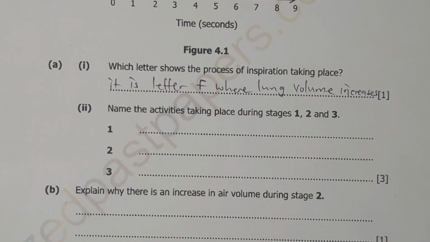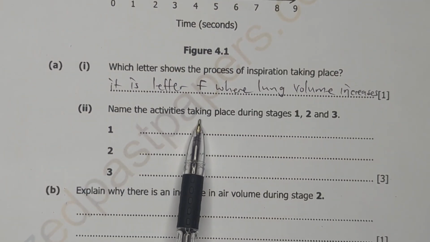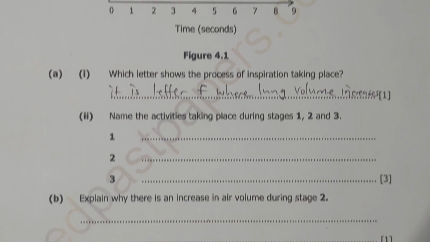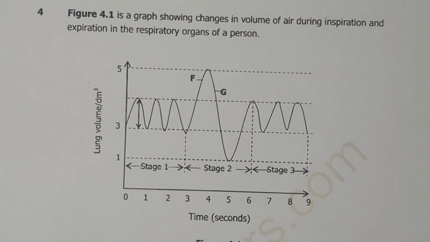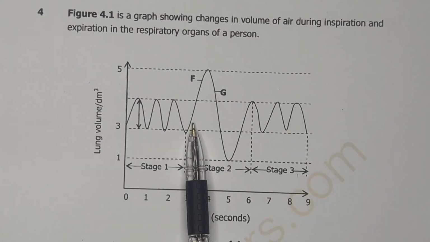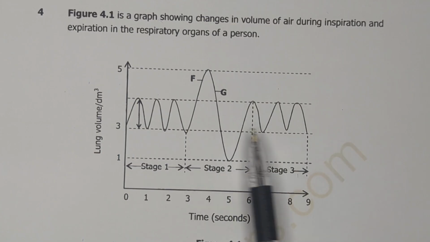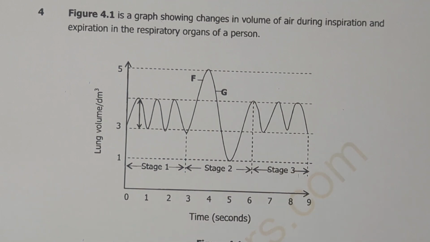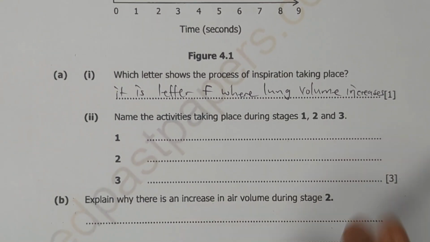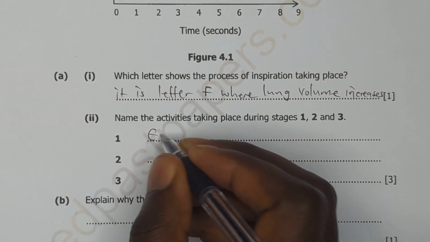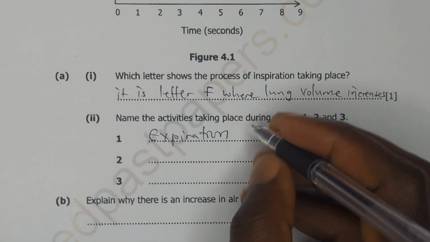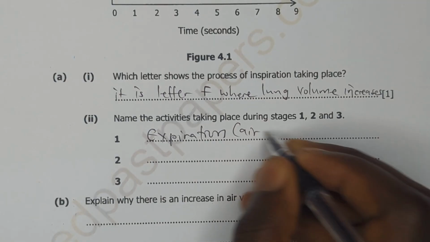The other question down here, they are saying, name the activities taking place during stages 1, 2, and 3. So if we check the stages here, we have this first stage, stage 2, and stage 3. Now the first stage here, this is the stage for expiration. The air is leaving the lungs. So stage 1, expiration. Air leaving the lungs.